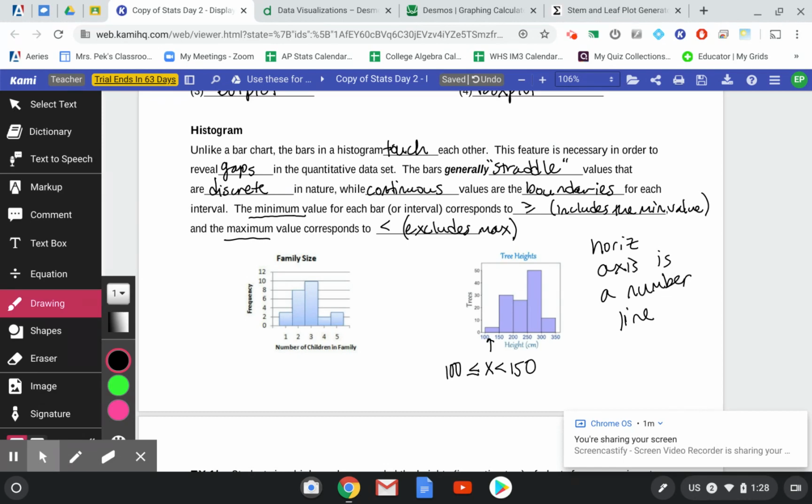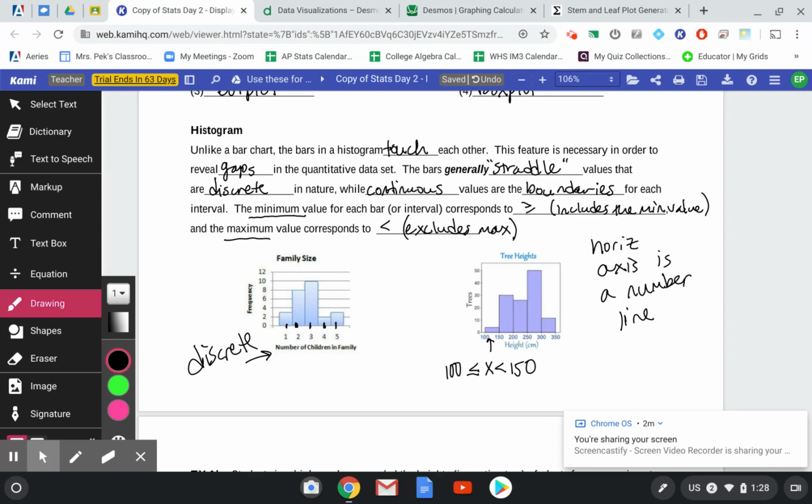This feature is necessary in order to reveal gaps in the quantitative data set. So if there are two bars that aren't touching, it means there's a gap in the data set for those values. The bars generally straddle values that are discrete. So you can see down here, discrete: number of children. They're discrete because not every possible number is a possibility. You can't have 1.2 children. And notice that the numerical values are right in the middle of each one of these bars. So that's what I mean by straddle.